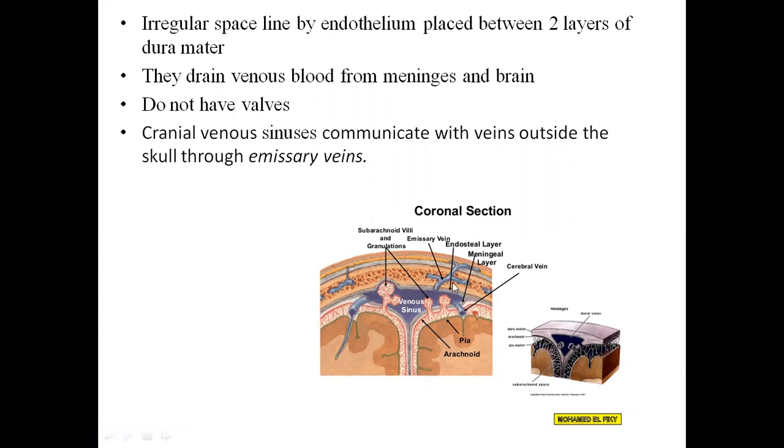So this is a skull. This is a sagittal, not sagittal, I'm sorry, coronal section. You can see here the different layers. This is the skull, dura mater, arachnoid mater, pia mater.